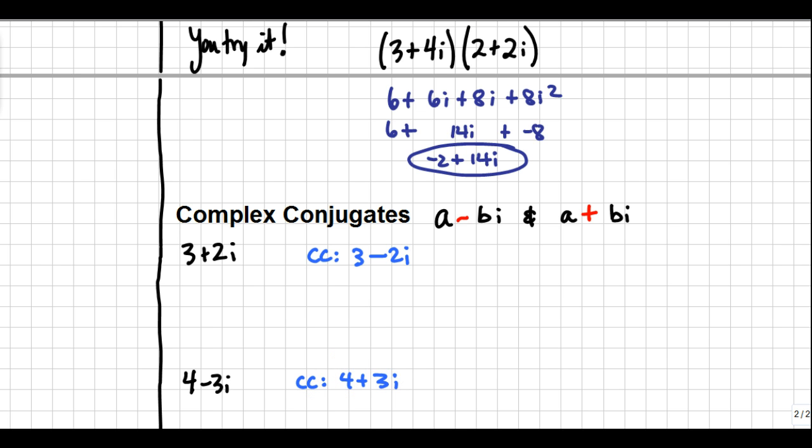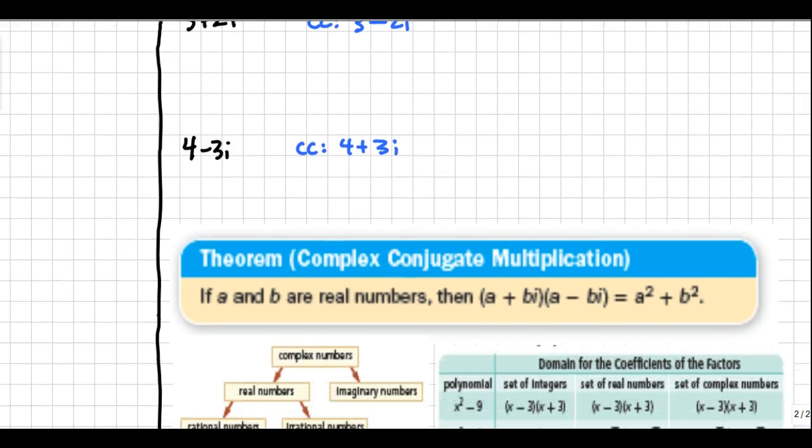The reason that we need those is because of the next theorem. The complex conjugate multiplication theorem reveals that when you do a complex number multiplied by its conjugate, notice that there's no i's left in this problem. When you do a times a, you get a squared. When you do the O and the I of FOIL here, you're going to get negative abi and positive abi. Those are opposites of each other, so those are going to cancel.